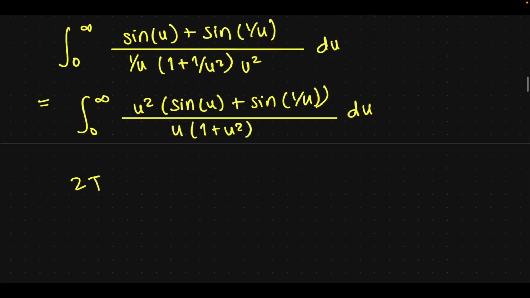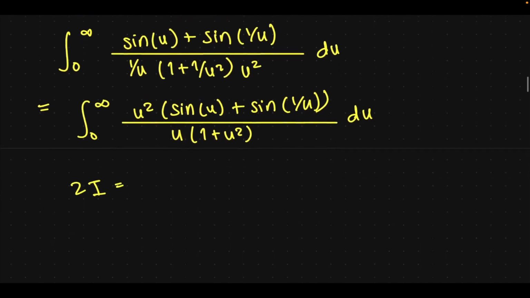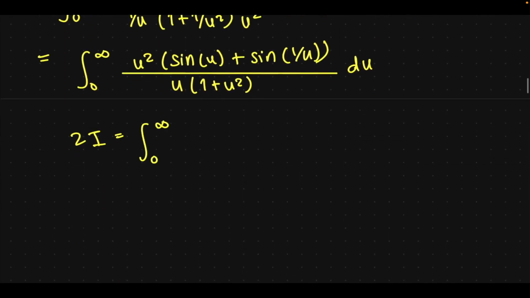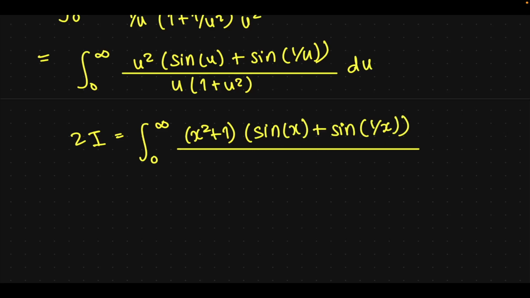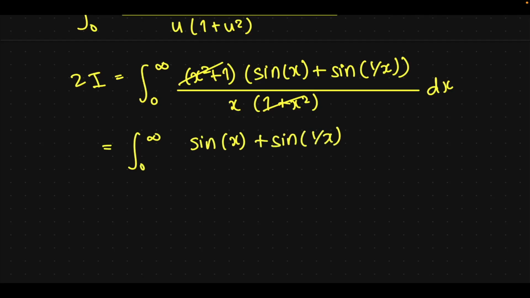And when we add the integral in x and the one in u, and we can just change u back to an x because it's a definite integral, we get the integral from 0 to infinity of (x squared plus 1)(sine of x plus sine of 1 over x) divided by x times (1 plus x squared) dx. So the x squared plus 1 cancels. We have sine of x plus sine of 1 over x, all divided by x.